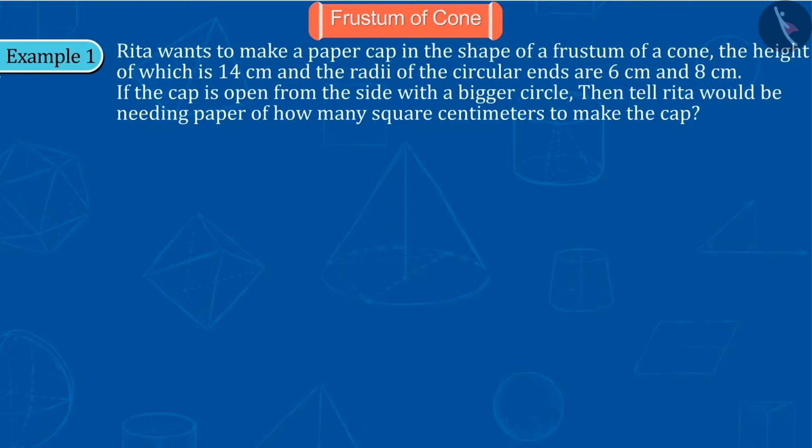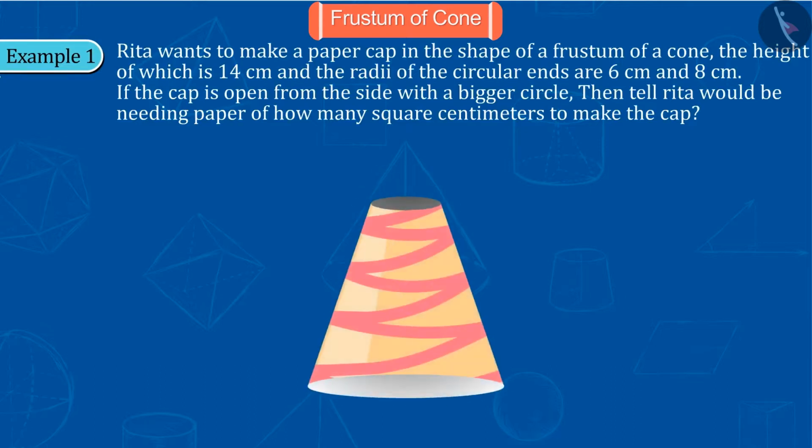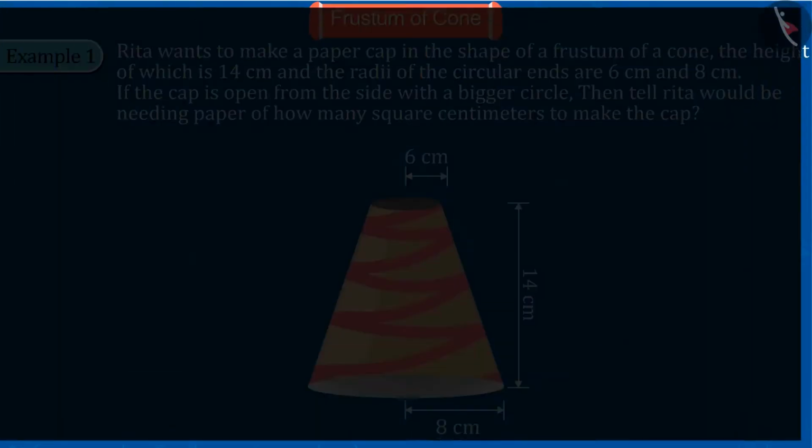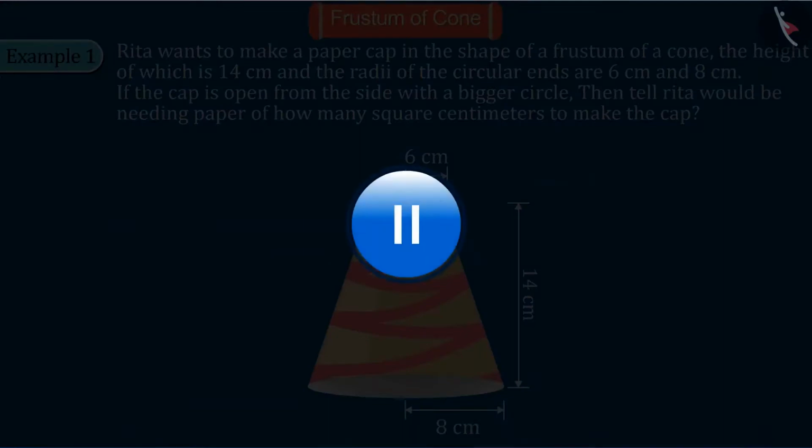Rita wants to make a paper cap in the shape of a frustum of a cone, the height of which is 14 cm and the radii of the circular ends are 6 cm and 8 cm. If the cap is open from the side with a bigger circle, then tell Rita would be needing paper of how many square centimeters to make the cap. Pause the video to try yourself and then match your answer.